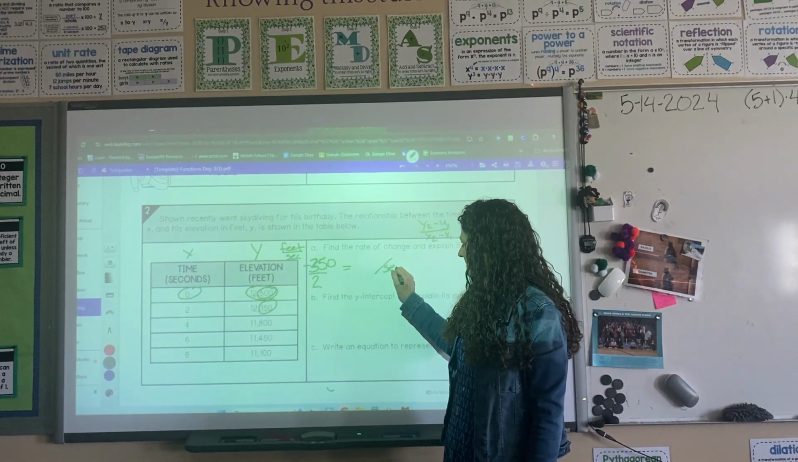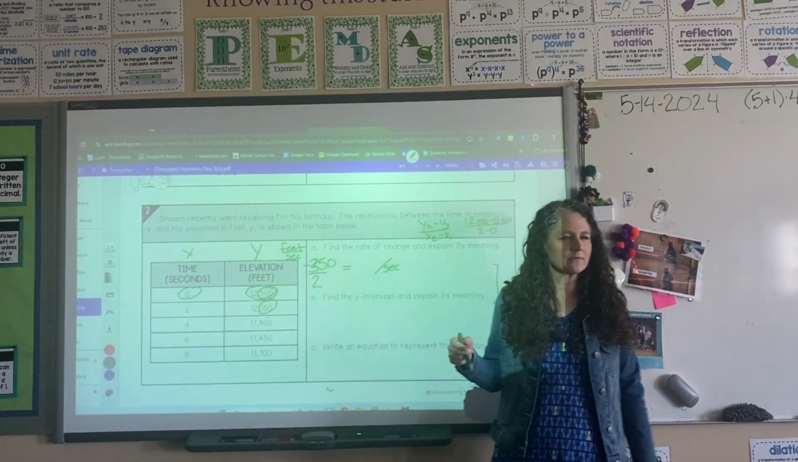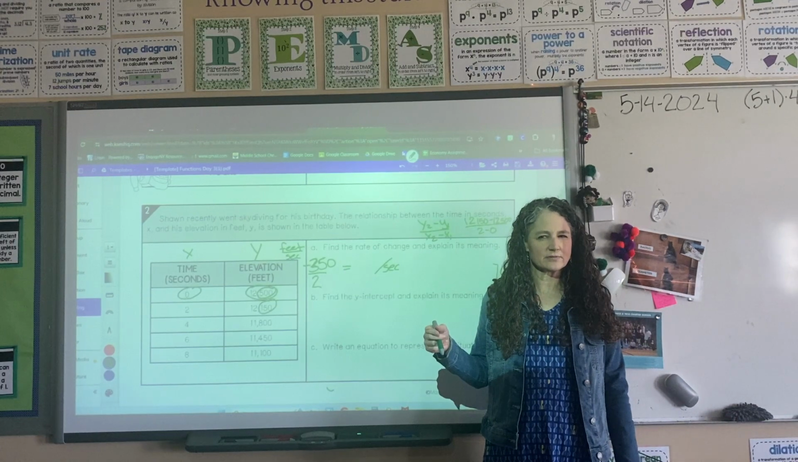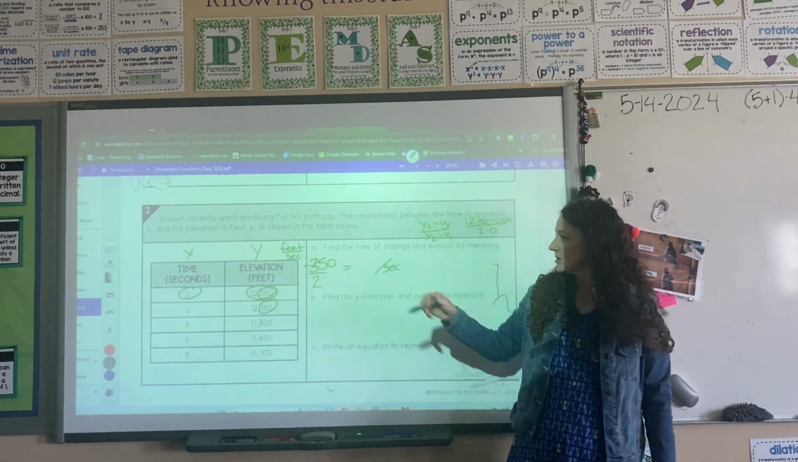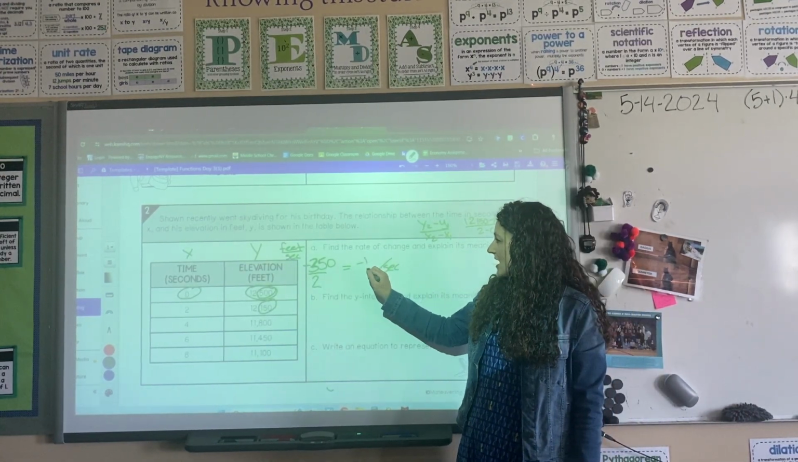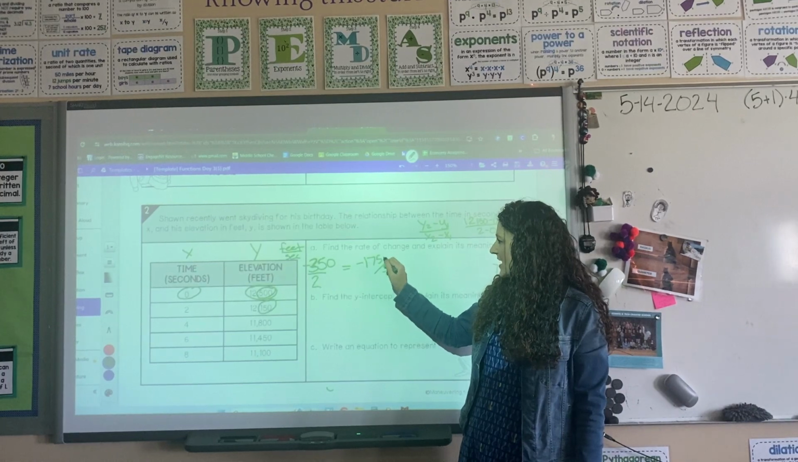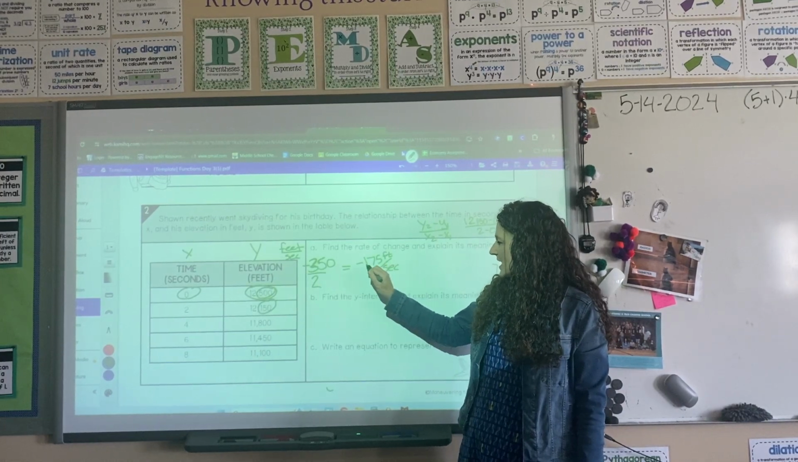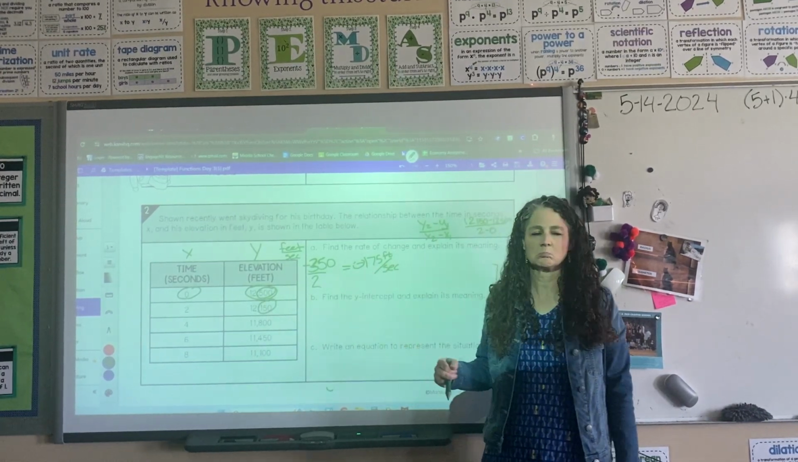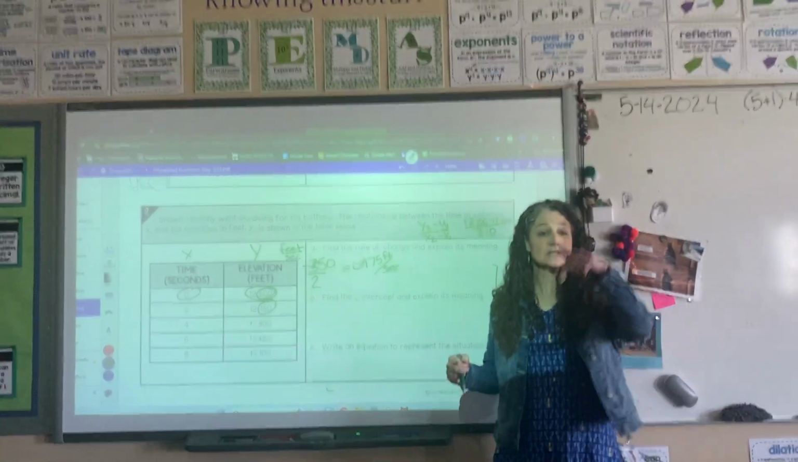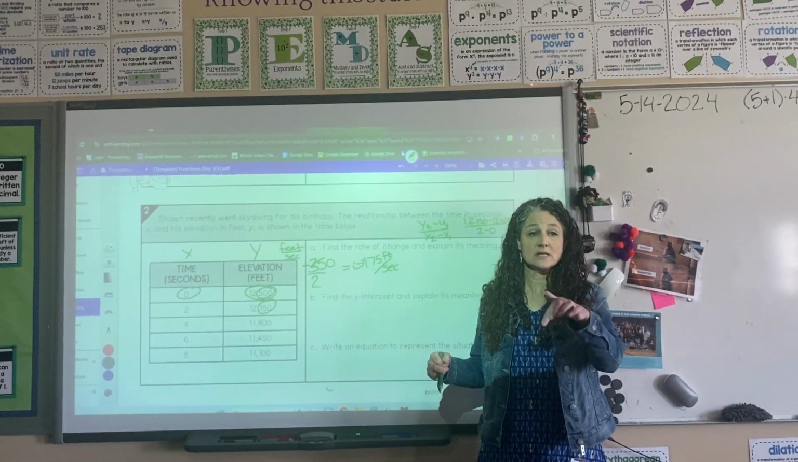352. What? What's 350 divided by 2? Is it 175? So he is going negative 175 feet per second. What does that negative mean? Means he's going down.